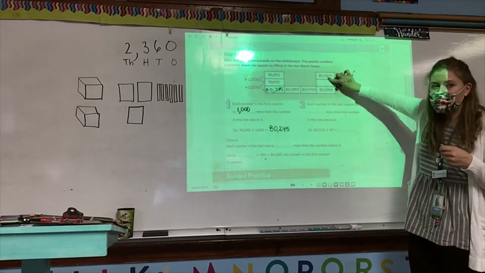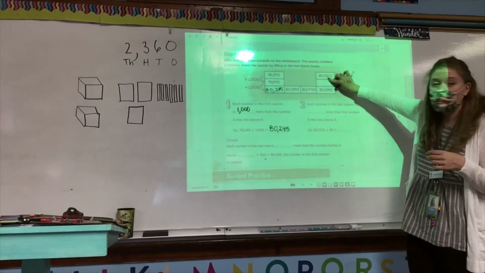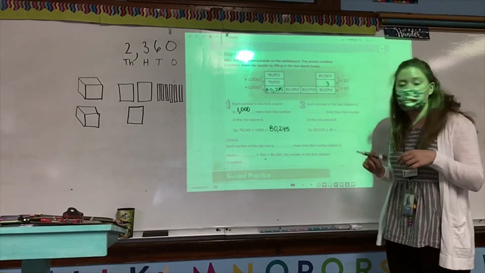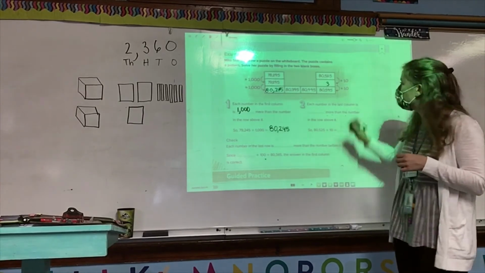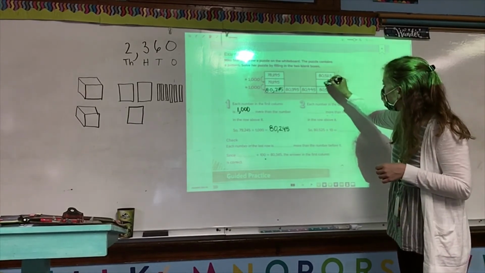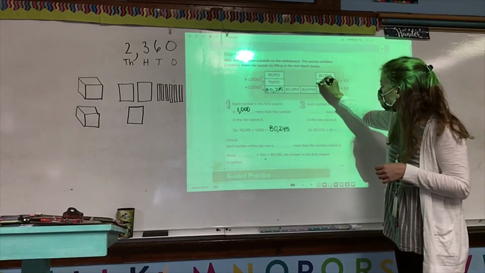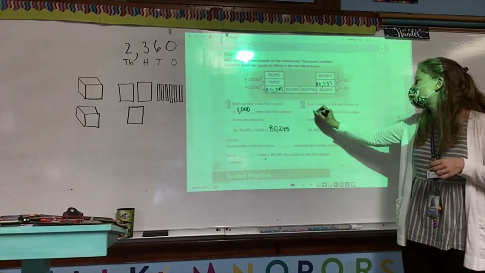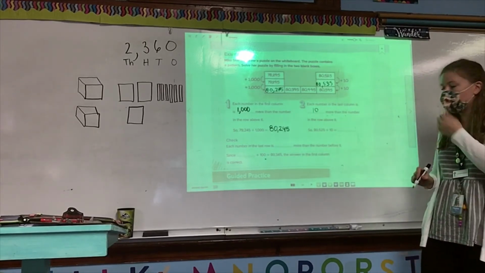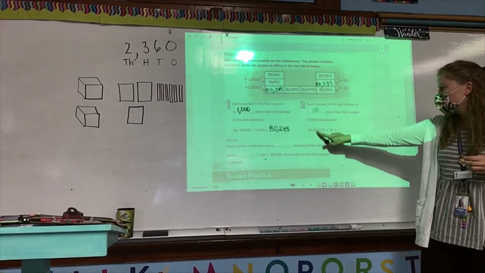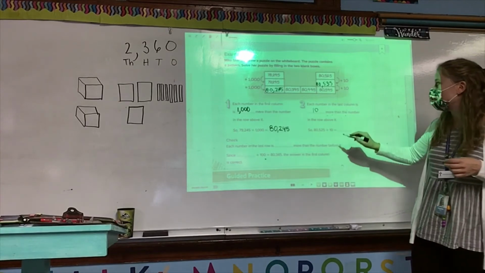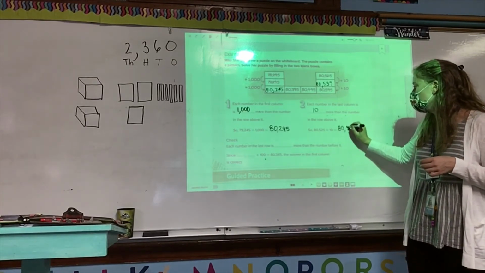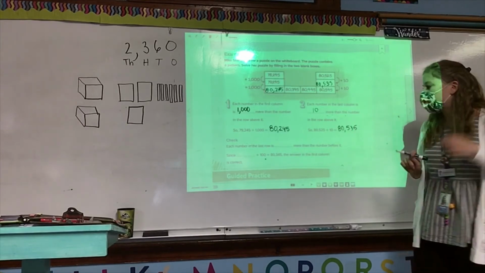Can we do that here without having to regroup or anything? Yes, because 2 plus 1 is 3. Do any of the other numbers change? No. So that means each number in the last column is 10 more than the number in the row above it. And 80,525 plus 10 is 80,535.